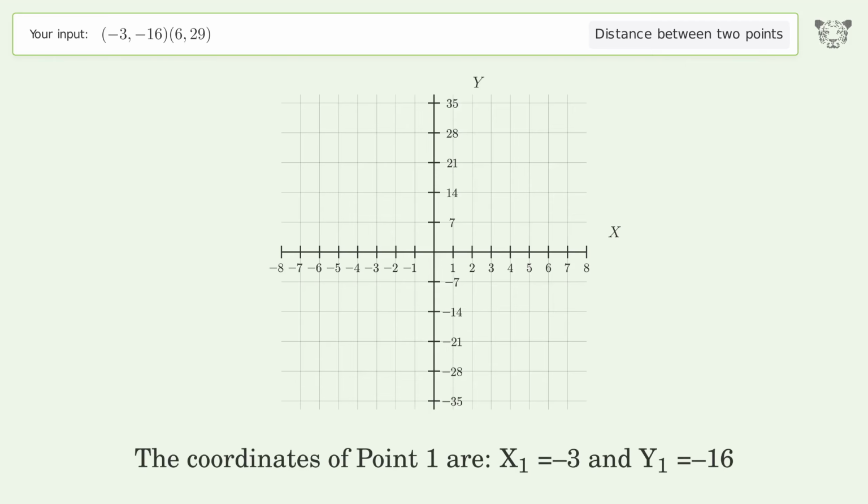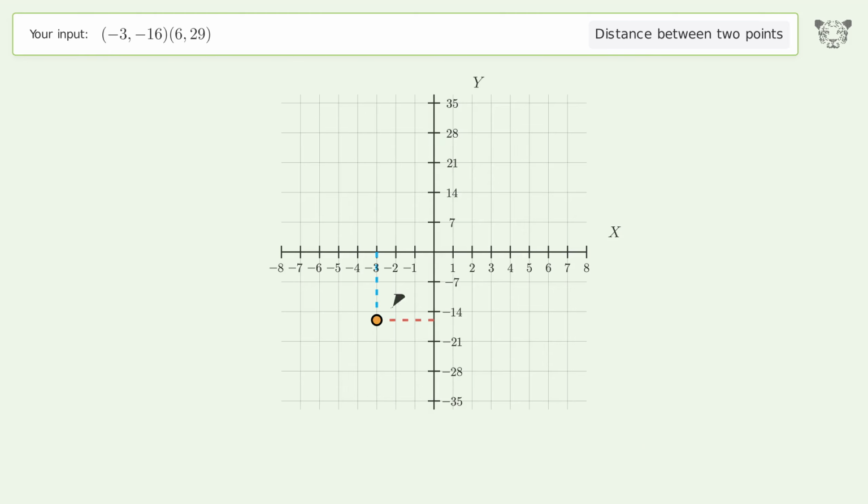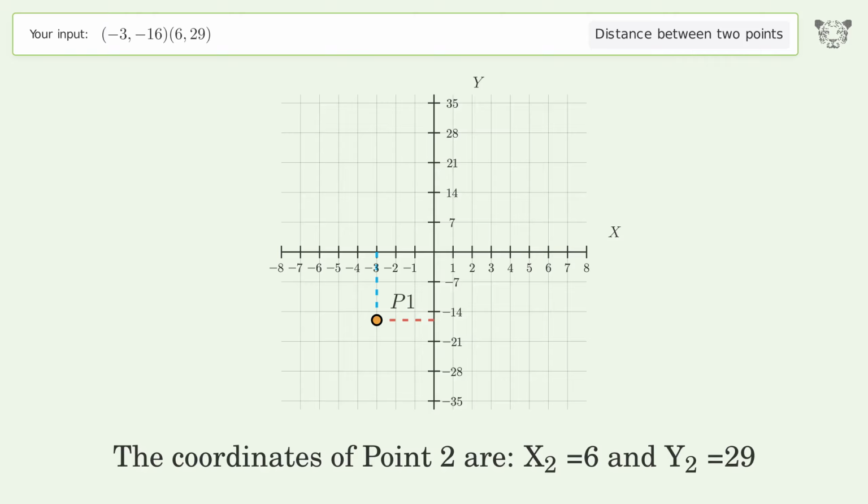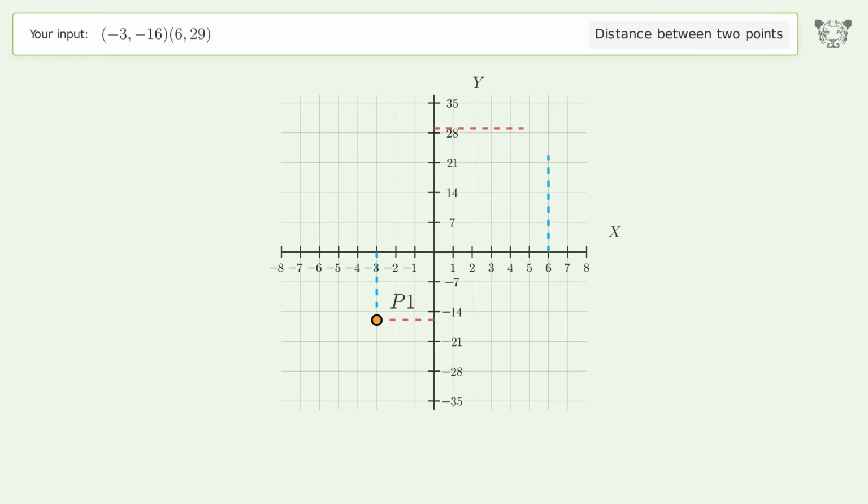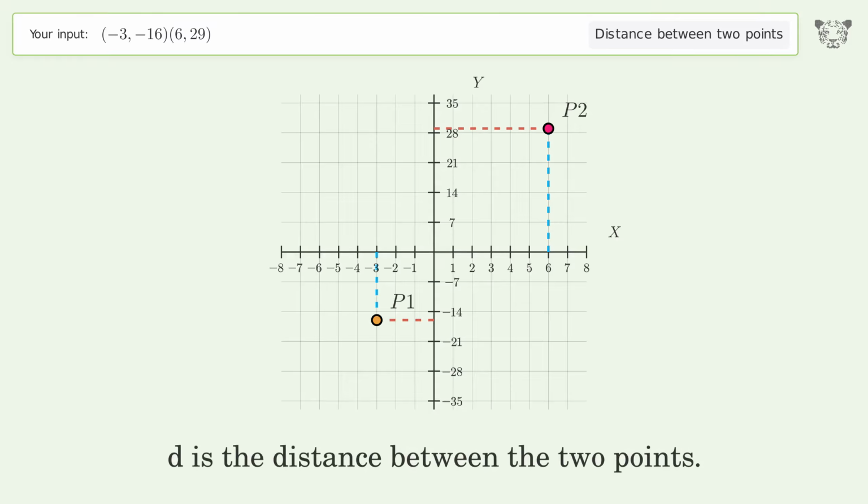The coordinates of point 1 are x1 equals -3 and y1 equals -16. The coordinates of point 2 are x2 equals 6 and y2 equals 29. D is the distance between the 2 points.